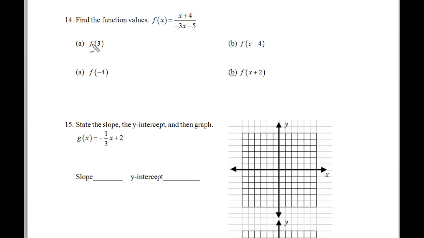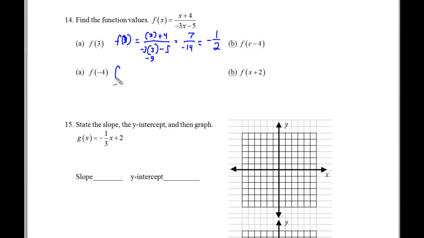And f of 3 basically is asking me, what is the y value when 3 is plugged into my x? So to find that y value for f of 3, I'm going to plug 3 into every value of x in my equation. And I'm going to use parentheses to show that I have used some substitution here. So 3 plus 4 is going to be 7, and this is going to be negative 9 minus 5, which is negative 14. And as a reminder on this test, everything has to be simplified as much as it can be. So 7 over negative 14 reduces to negative 1/2.